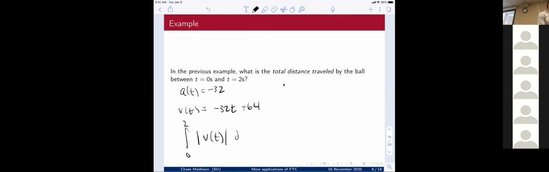So let's look at an example. In the previous example, what is the total distance traveled by the ball between t equals 0 seconds and t equals 2 seconds? Okay. So now we're still starting with a of t is negative 32, and v of t, we already found v of t. V of t is negative 32t plus 64. Okay, so now I just need to check what is the integral from 0 to 2, not of just v of t, but the absolute value of v of t, dt.